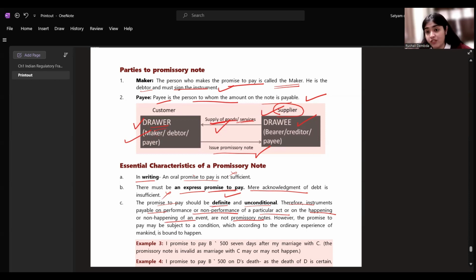Happening or non-happening of the event: as I told you, you cannot give an instrument saying that I'll pay you 10,000 if the rain does not stop in our city, right? So that is not a promissory note. It cannot be considered a promissory note.